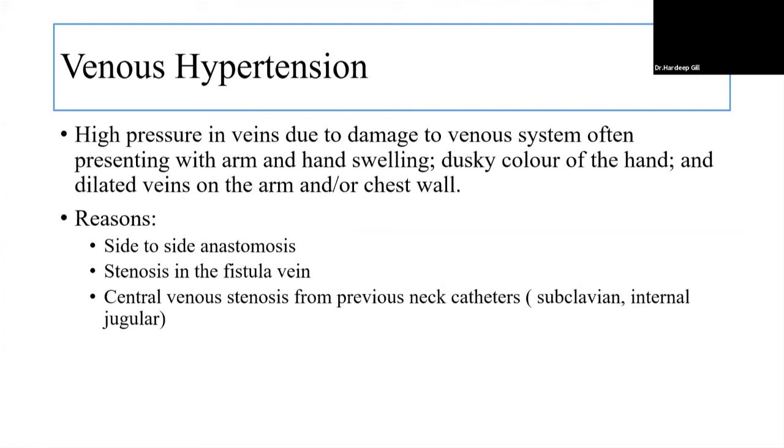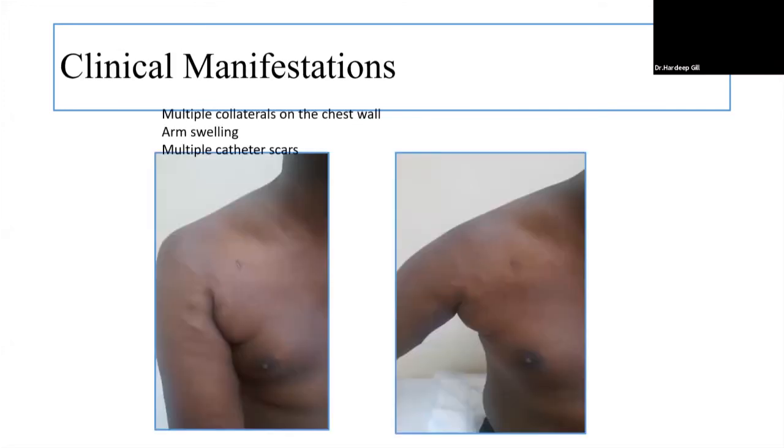So the reasons for developing venous hypertension are side-to-side anastomosis between the artery and the vein, stenosis in the fistula vein itself, or central venous stenosis from previous neck catheters, especially subclavian or internal jugular. It presents as multiple collaterals on the chest wall. You can see these veins over there.